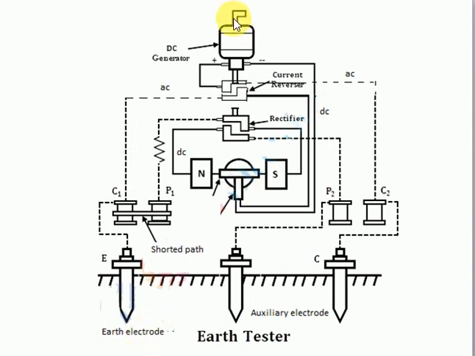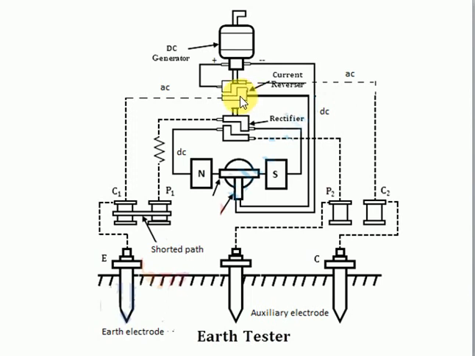When we rotate the armature, the DC current will be generated, and this DC current is converted into AC with the help of current reversal, and this is going through the ground and it completes the circuit like this. So as I said, these are the AC terminals. It completes the circuit like this, and these are the DC terminals.